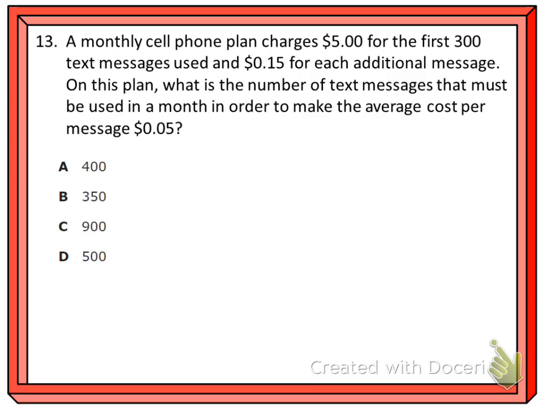A monthly cell phone plan charges $5 for the first 300 text messages used and 15 cents for each additional message. On this plan, what is the number of text messages that must be used in a month in order to make an average cost per message of 5 cents?